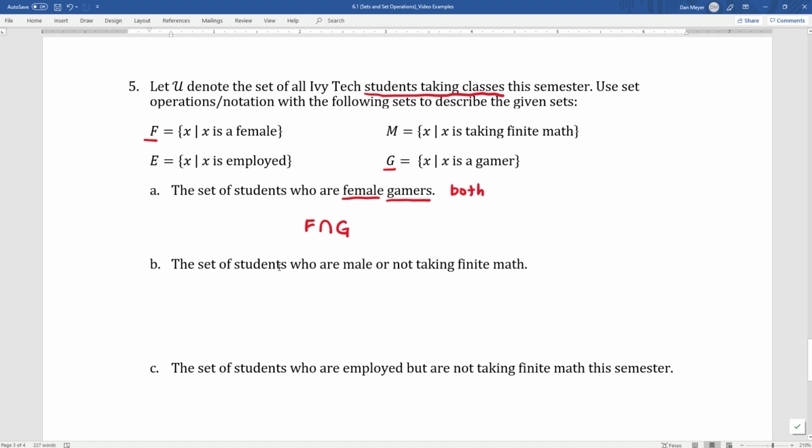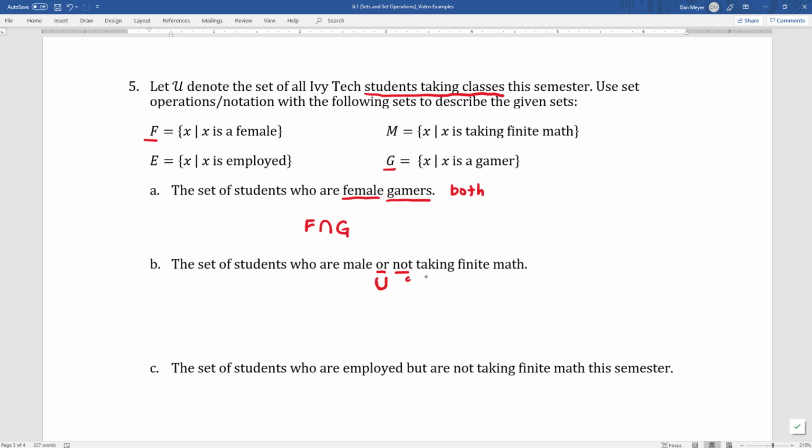Part B, the set of students who are male or not taking finite math. There's two keywords here: or and not. We want any student who satisfies either of those two descriptions, or possibly both. There's probably lots of males who are also not taking finite math. They satisfy both of those. We only need them to satisfy one or the other, or perhaps both. This or is the union, and the not is the complement.